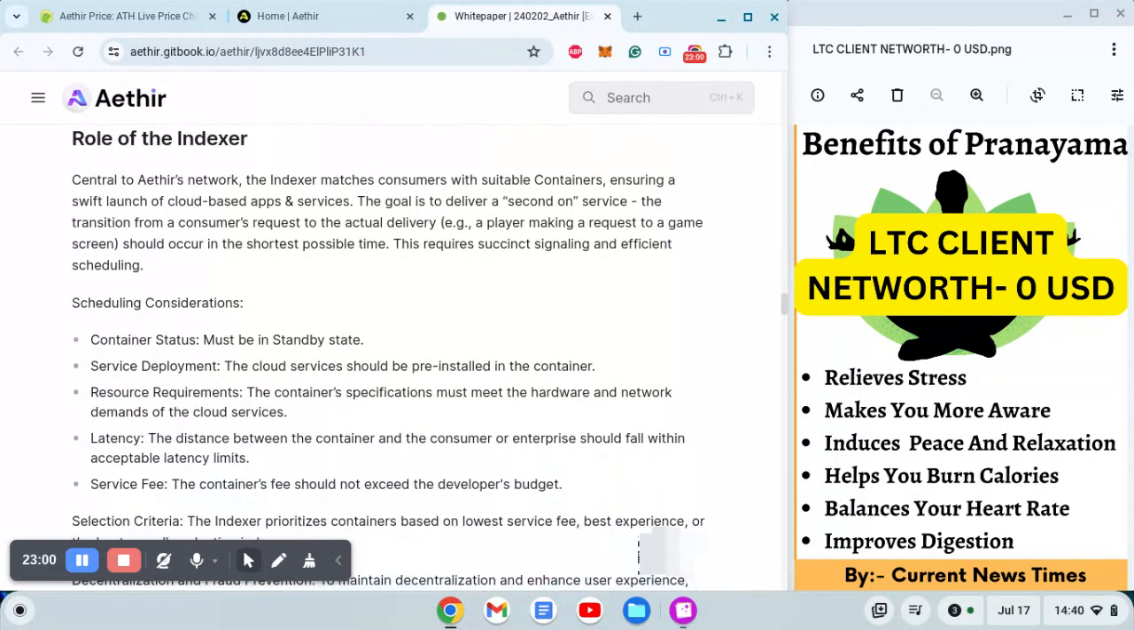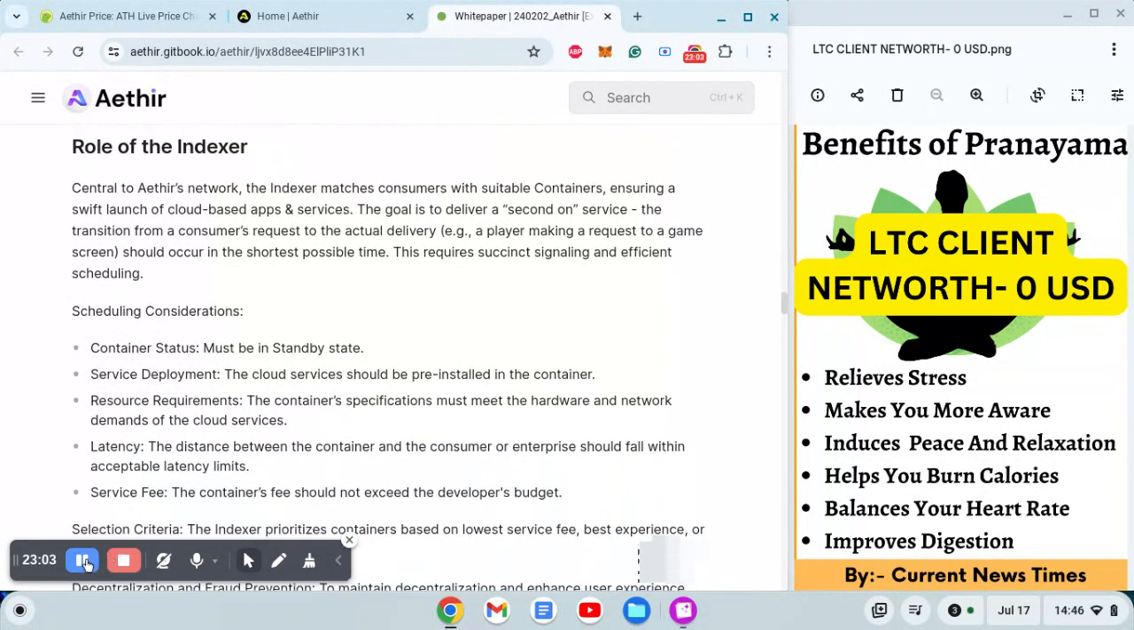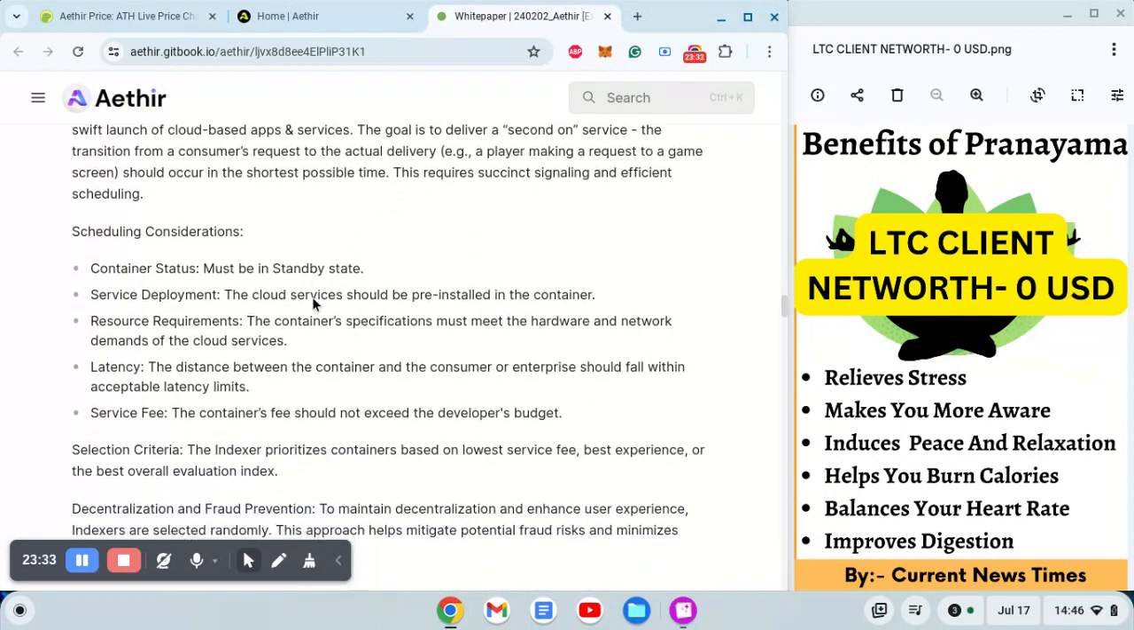Let's move forward. Role of indexer. Central to Aether's network, the indexer matches consumers with suitable containers, ensuring a swift launch of cloud-based apps and services. The goal is to deliver a second-on service, the transition from a customer's request to the actual delivery. For example, a player making a request to a game screen should occur in the shortest possible time. This requires succinct signaling and efficient scheduling.